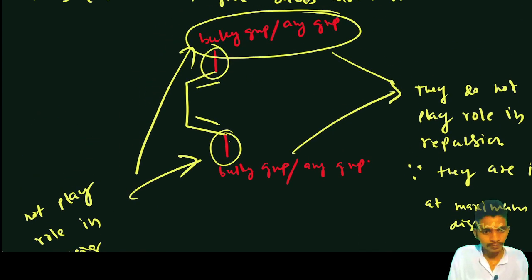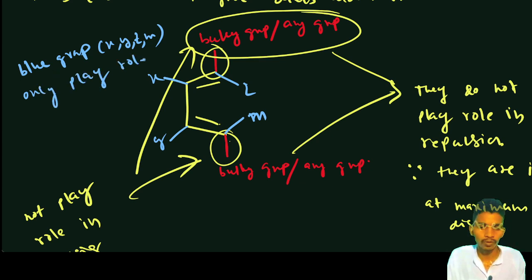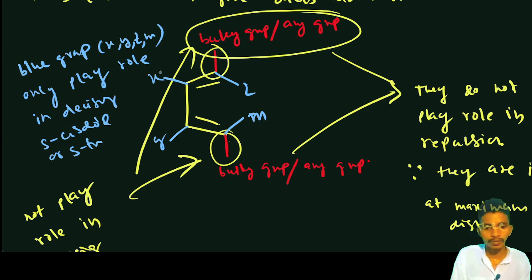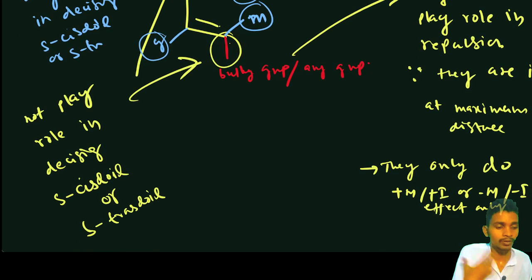Only the groups which are present either here or here or here or here matter. What I said is that this blue group, whatever group is present, let's say x, y, z and m, only plays a role in deciding s-cisoid or s-transoid. So if groups are present in this part, they alone decide s-cisoid or s-transoid. But these other groups will not play a role. They will just show the plus I, plus M, minus I or minus M effect.